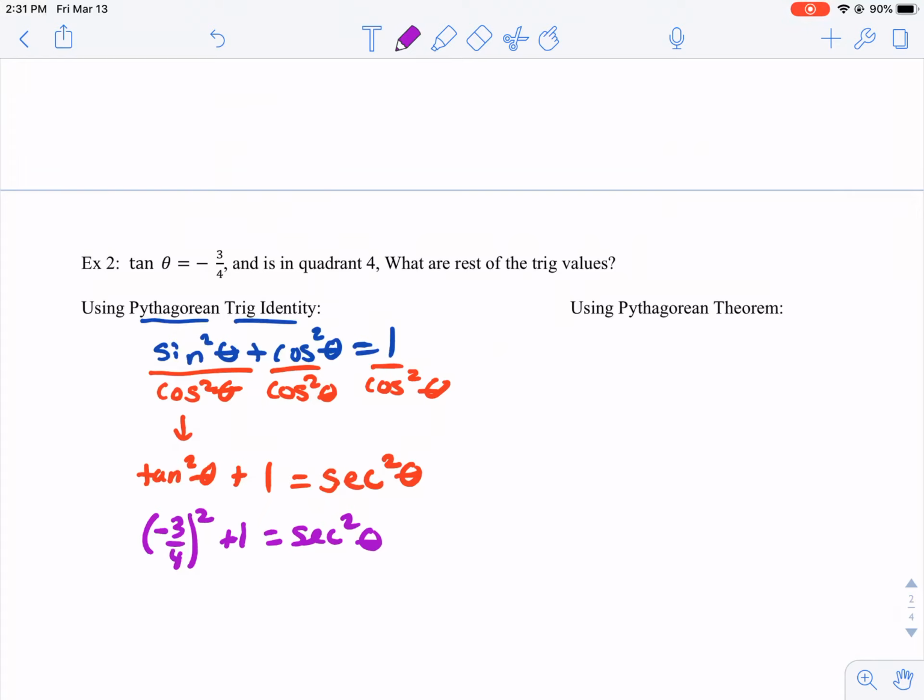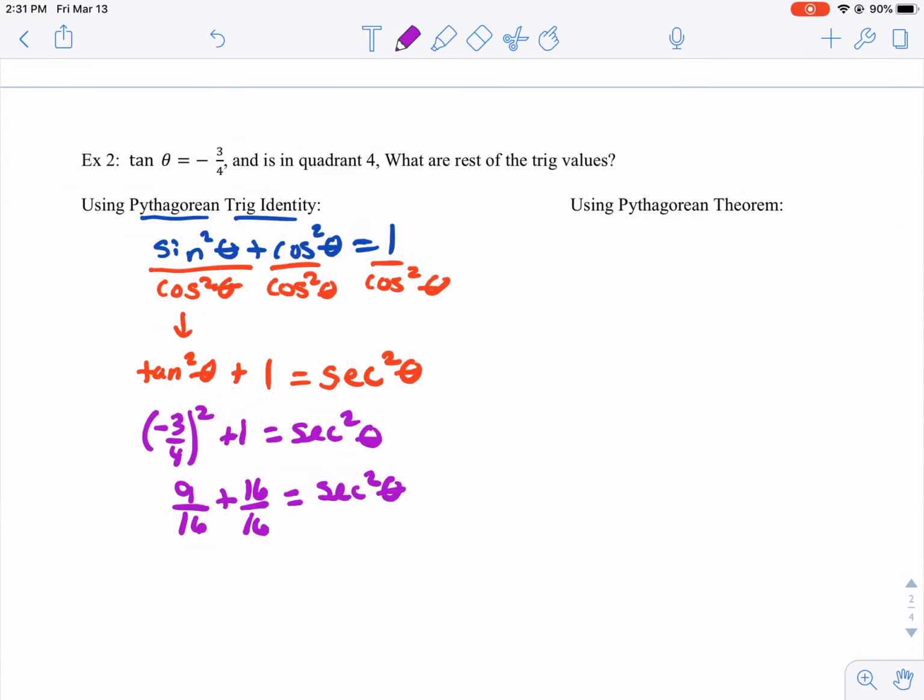Well, let's see, that's going to be: square the negative 3 and I get a 9, square the 4 I get 16. 1 is equal to 16 over 16. Add the numerators, I get 25/16 is secant squared. And then when I square root both sides, the square root of 25 is 5, square root of 16 is 4.